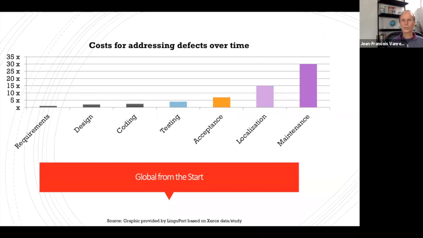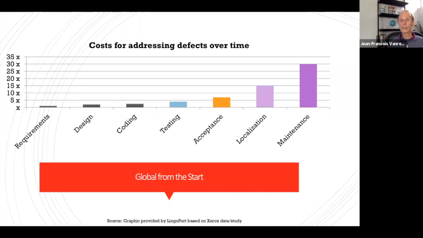And there was a study here from Xerox, I think it was in the 80s, 90s timeframe, and it was picked up by Lingoport, which is a localization vendor. And basically, they looked at the cost of addressing an issue along the timeline, the product life cycle, if you will. If you address an issue at the requirement level, the effort's going to be 1x. At the design level might be 2x, and so forth.